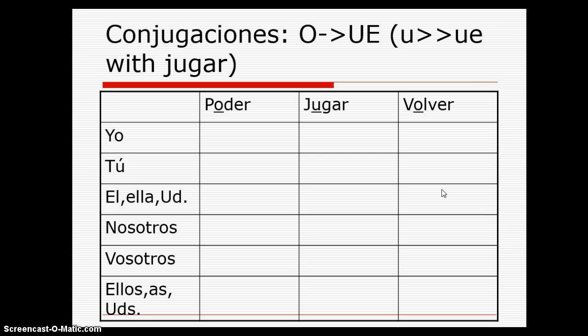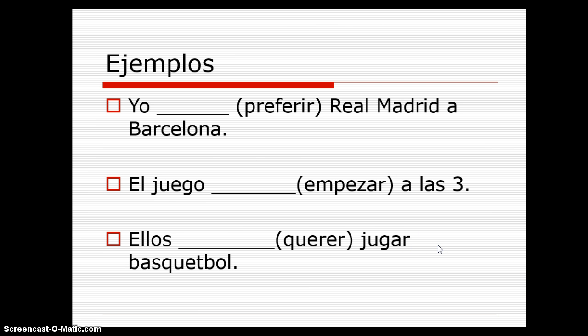Here are 3 O to UE or U to UE stem changing verbs. I'd like you to fill out this chart as well. Again, you can do it on a separate sheet of paper, your homework sheet, or you can print out this PowerPoint and do it on the PowerPoint, whichever is better for you. Okay, I'm going to move on. Again, you can pause here to do this.